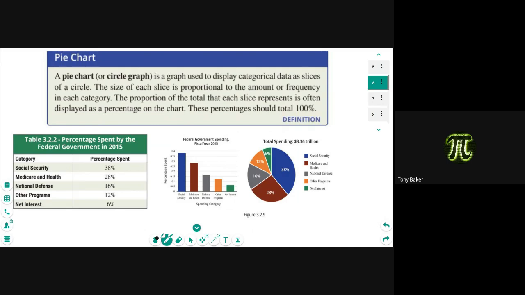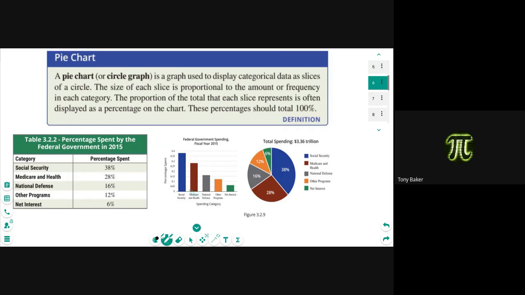I've had administrators in the past who fell in love with pie charts, and everything had to be a pie chart. A pie chart has a very specific use. A pie chart has to be in percentages and has to add up to 100. If it doesn't, it's not a pie chart. So when you're using pie charts, that's something you have to think about.